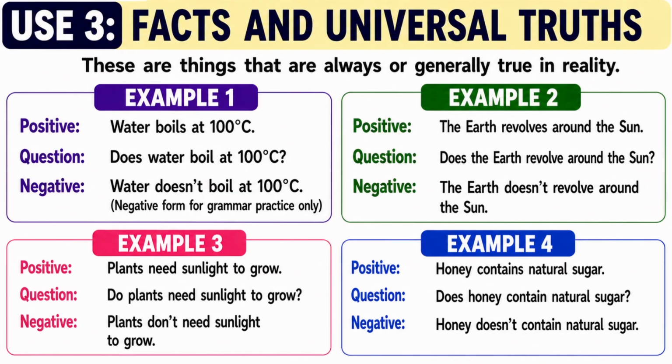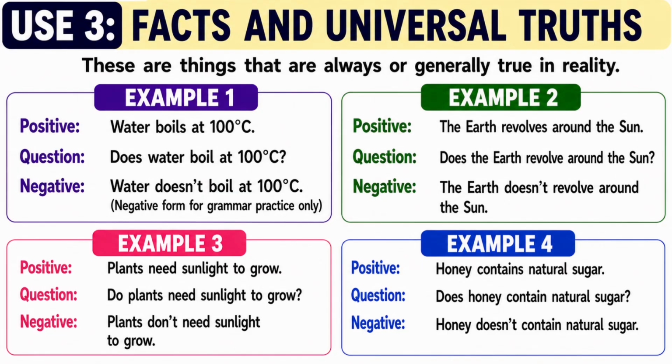Example 2. Positive. The Earth revolves around the sun. Question. Does the Earth revolve around the sun? Negative. The Earth doesn't revolve around the sun. Again, this negative sentence is only for teaching grammar. Scientifically, the Earth does revolve around the sun.